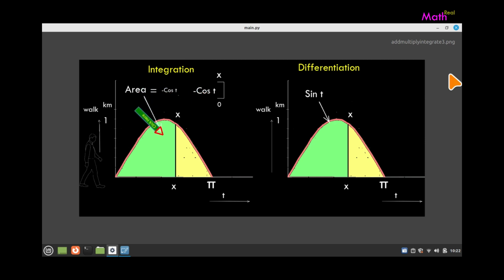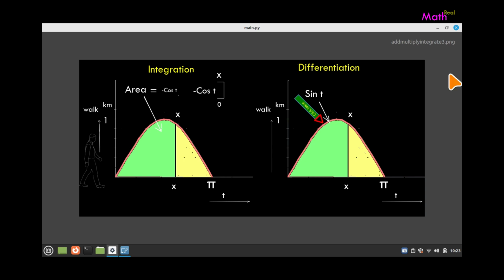So if we know the equation of this line, then calculating the area is integration. If we know how many kilometers he is collecting at a particular time, that is the speed at a particular time, then how many kilometers he has walked is the area, that is integration. If we know how many kilometers he has walked, then what is his speed, that is differentiation.